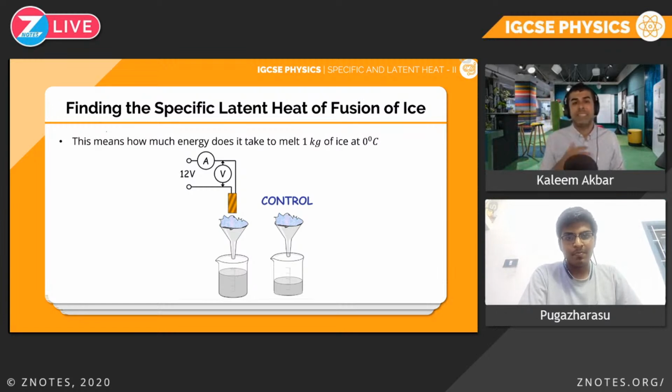Why is the ammeter and the voltmeter very useful here? Because you'll find we can measure power. How does that help me? Because energy equals power times time.